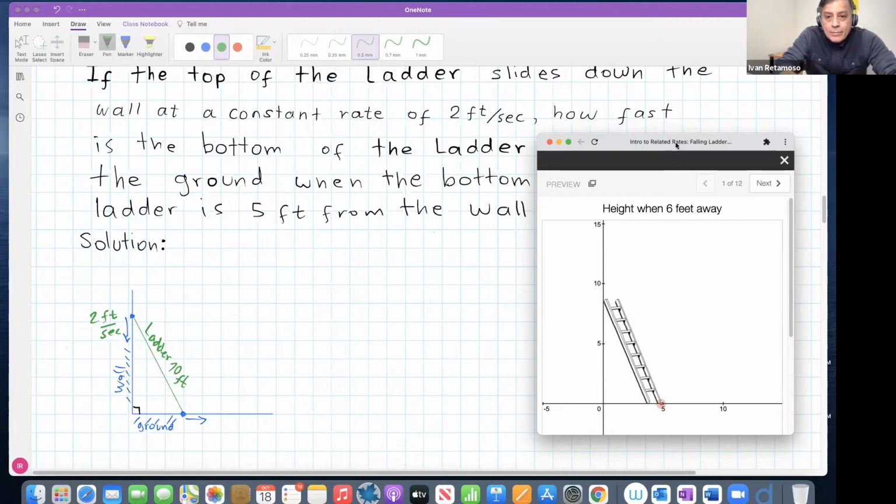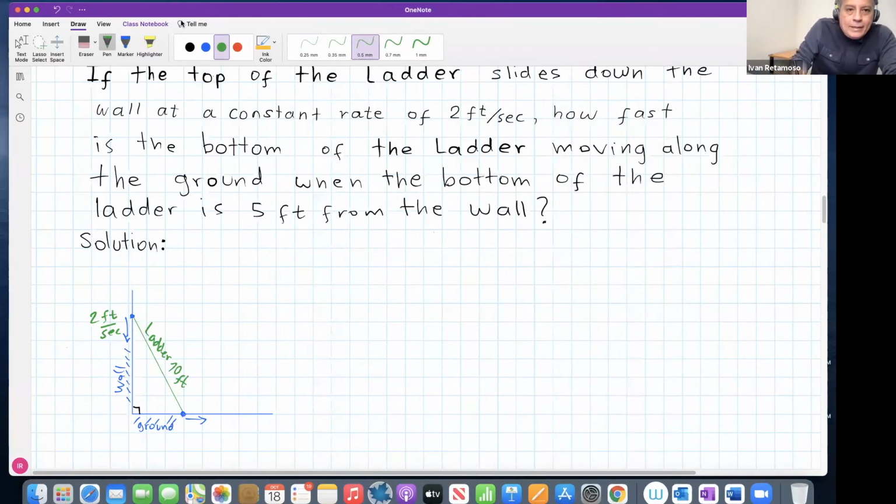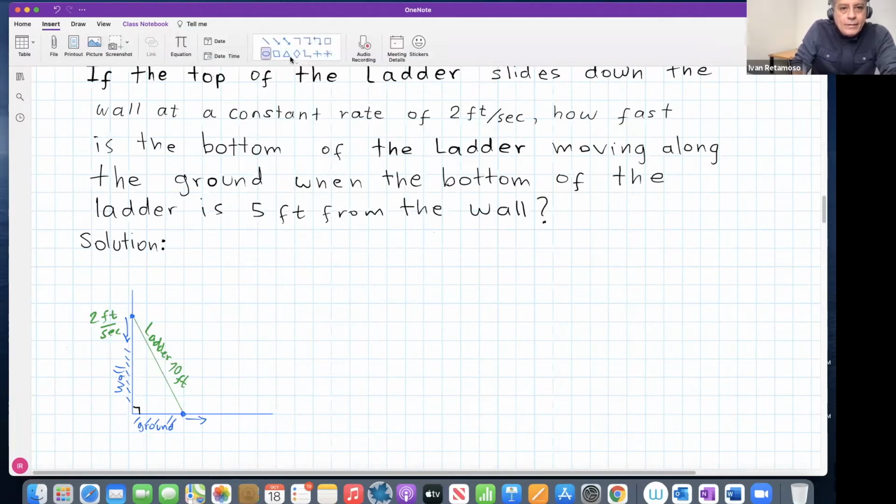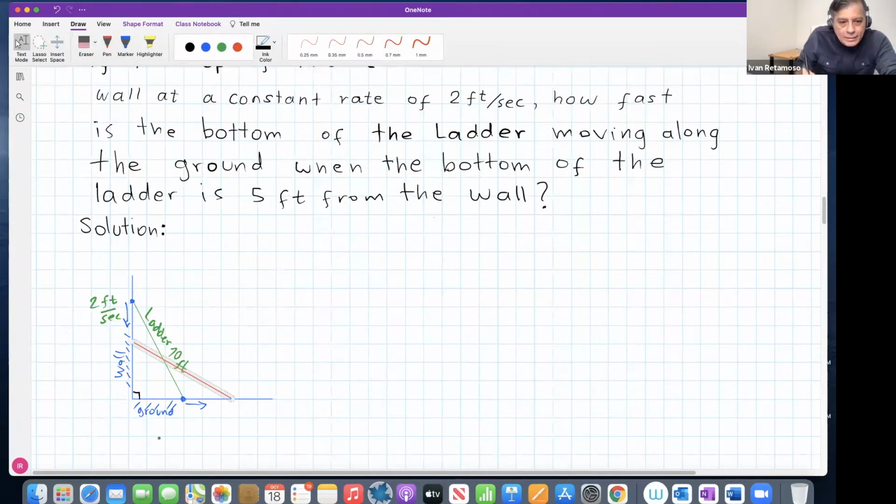That's what I say. At that moment, you take a picture in your mind of this motion, right? I said, at this moment, I have to answer that question, right? That's what we'll do. Okay, so imagine that moment when the bottom of the ladder is 5 feet away from the wall. Say at this moment, this is 5 feet.